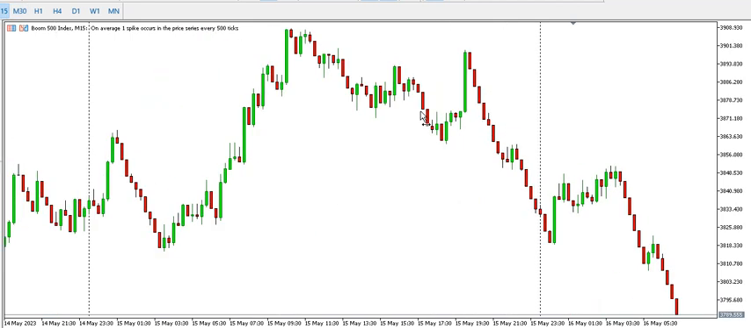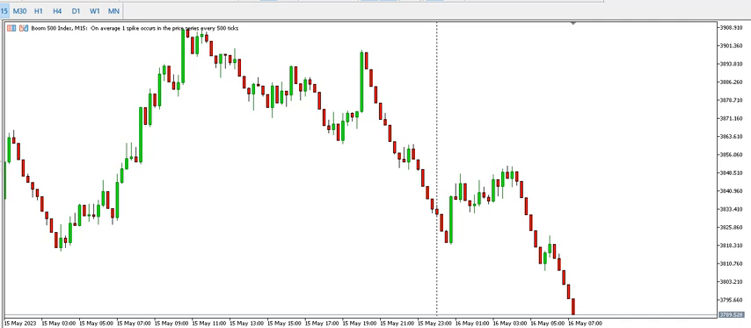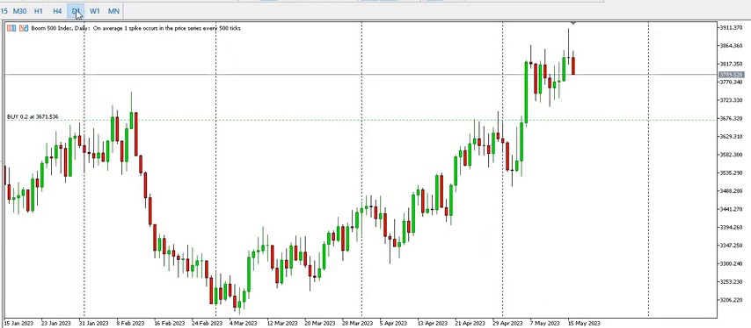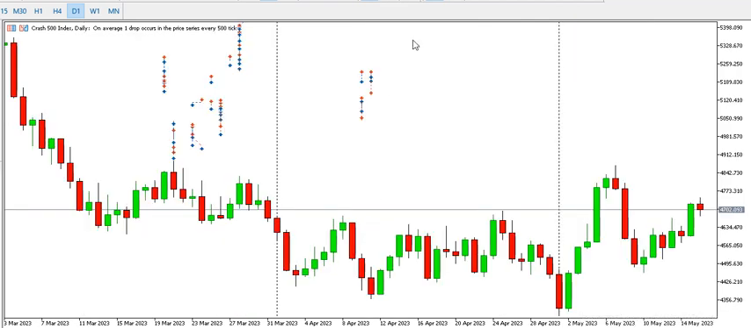The 15-minute time frame is still selling. Consider selling for now. Boom 500 Index, consider selling for now. But on the daily time frame, the overall trend is bullish, but for now it's dropping because of yesterday's pin bar candlestick formation. Finally, let's look at Crash 500 Index.